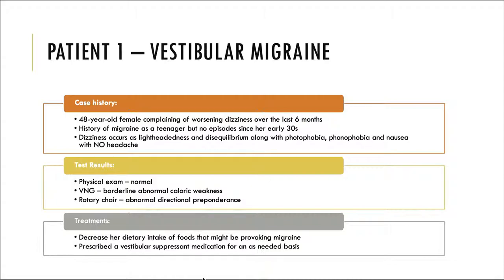Test results for this patient show a normal physical exam, a borderline abnormal caloric weakness on the VNG, and the rotary chair shows an abnormal directional preponderance, all of which I mentioned earlier as test results for patients with vestibular migraine. So this patient was diagnosed with vestibular migraine, and she received the following treatments, which included decreasing her dietary intake of foods that might be provoking her migraine. She was also prescribed a vestibular suppressant medication on an as-needed basis, which hopefully isn't something she will take regularly. She'll only take it in the most severe cases of her vertigo.